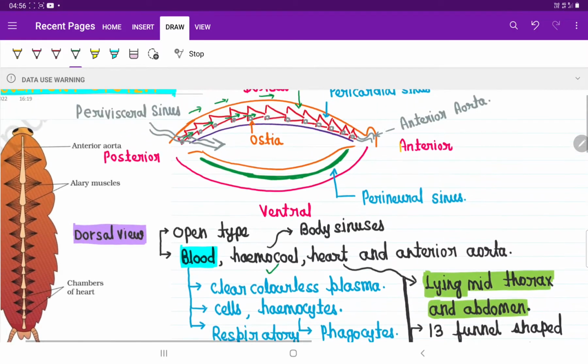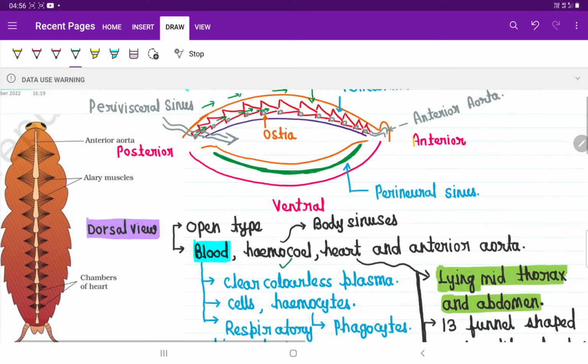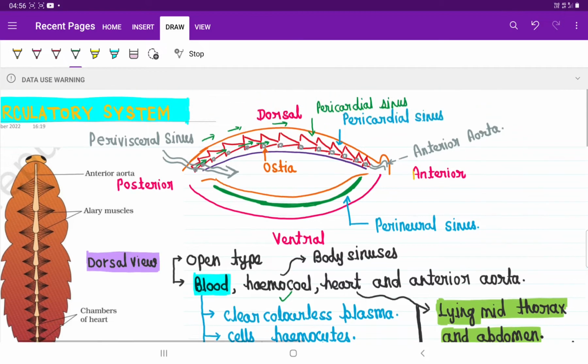Finally it will come to the aorta, called the anterior aorta, and from the aorta it will come to the head. From the head, that blood again goes back to the perineural sinus or perivisceral sinus, and then again enters the ostia and the cycle repeats, right? So this is their heart. Remember, 13 chambers are present. The chambers are funnel shaped, and each chamber has one pair of fine openings called ostia, and blood will always flow from posterior to anterior here. Fine.